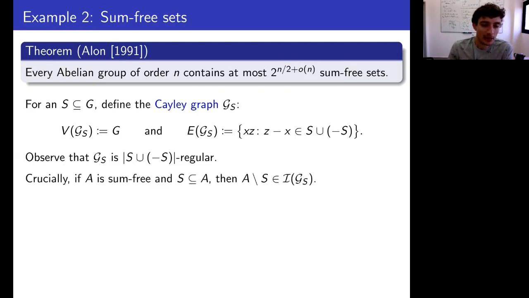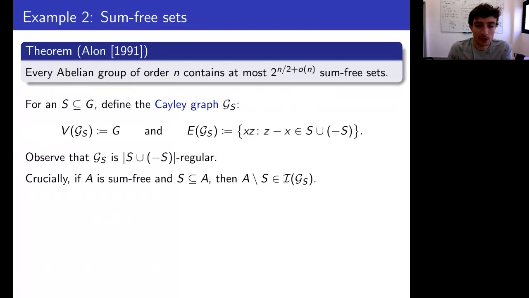And the crucial connection here between independent sets and the sum-free condition is the following. Note that if A is a sum-free set and S is a subset of elements of A, then A minus S is an independent set in this Cayley graph.